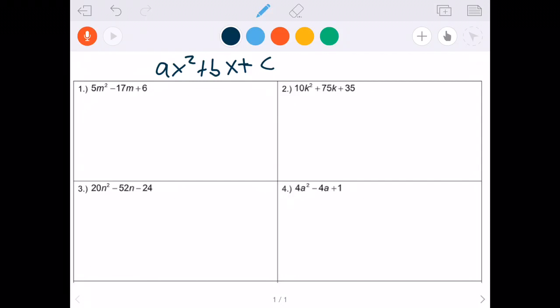So if we look at number 1, there's no GCFs, there's nothing to pull out. So what we're going to do is take this 5, which is in the a position, and multiply it by the number that is in the c position. That's the very first step. We're going to slide. That's the slide part of slide and divide. We're going to slide the 5, or the a, to the c position. So that's m squared minus 17m plus 30. That's what we get when we slide that 5 down to the 6. Now the next step is to just factor.